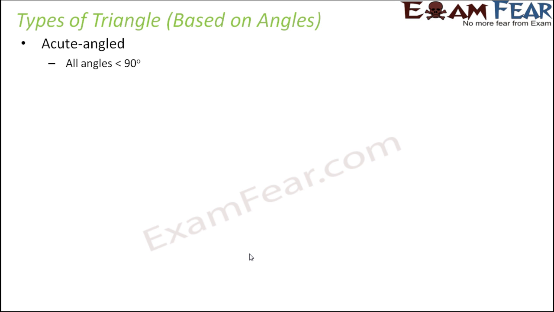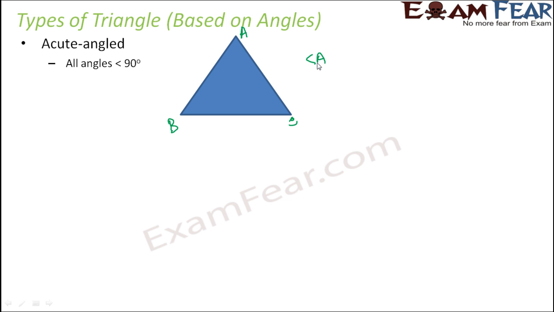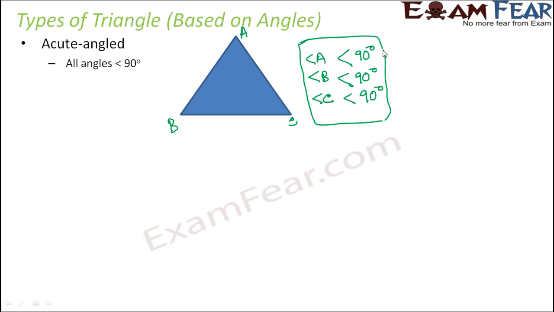So, the first type is acute angled triangle. What is an acute angle? An acute angle is that angle which is less than 90 degree. So, if we have a triangle where all the three angles are acute angles, then that triangle is called acute angled triangle. For example, in this triangle ABC, the measurement of angle A is less than 90 degree, angle B is less than 90 degree, angle C is less than 90 degree. If this holds true, then this triangle is called an acute angled triangle.